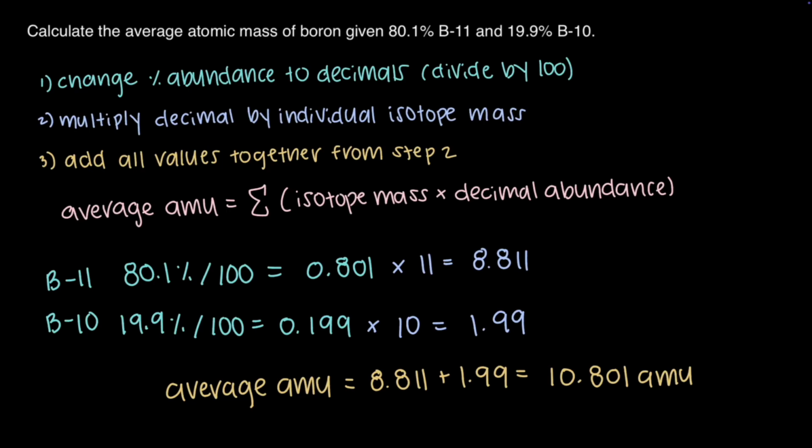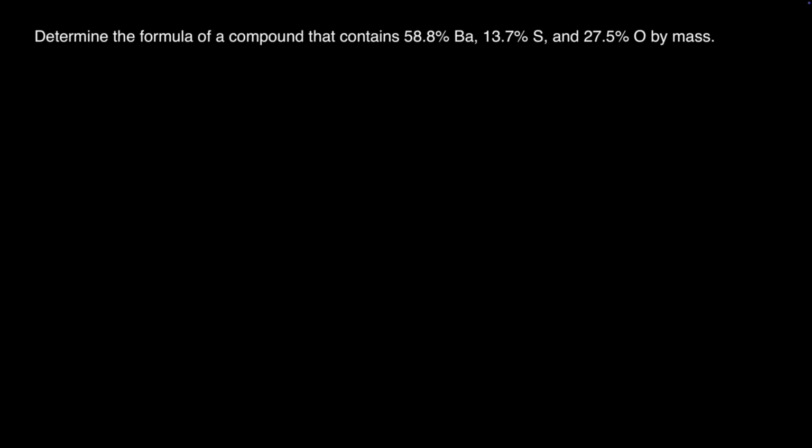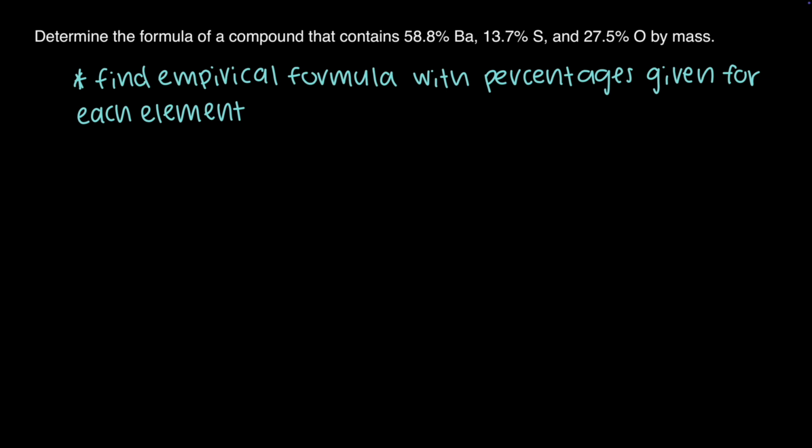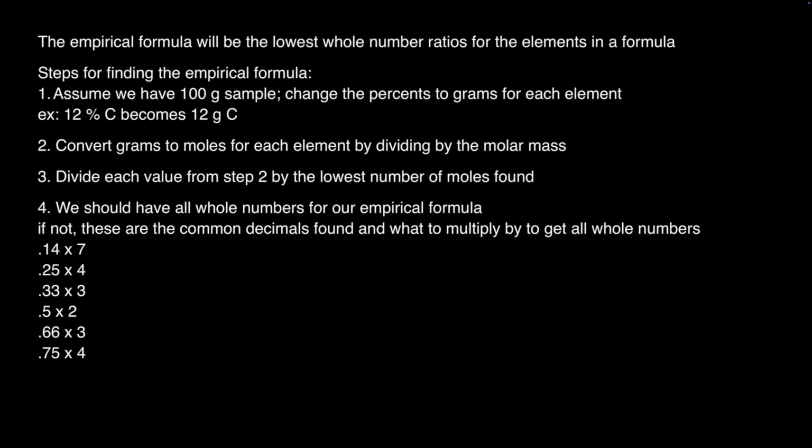Determine the formula of a compound that contains 50.8% barium, 13.7% sulfur, and 27.5% oxygen by mass. When given percentages for each element, we are going to find the empirical formula. Empirical formula is the lowest whole number ratio that we can have for all elements. To find the empirical formula, we will assume that we have a 100-gram sample, and this means that we change the percents to grams for each element.